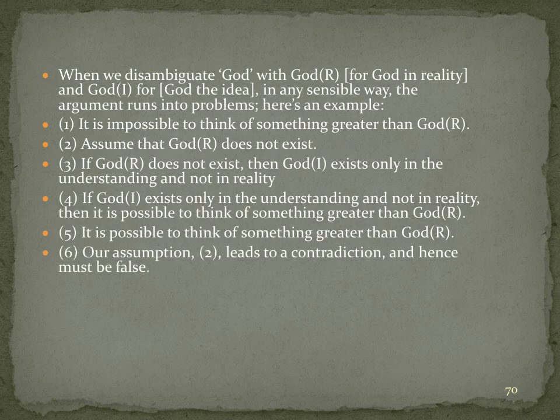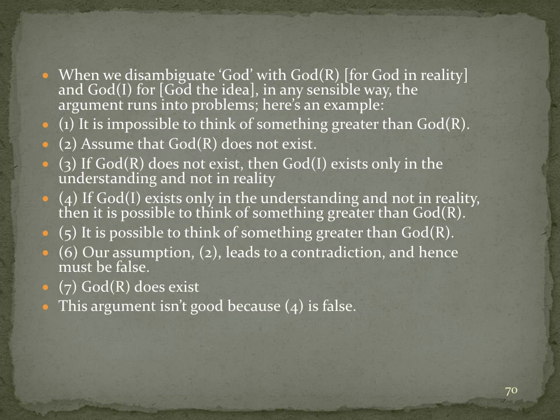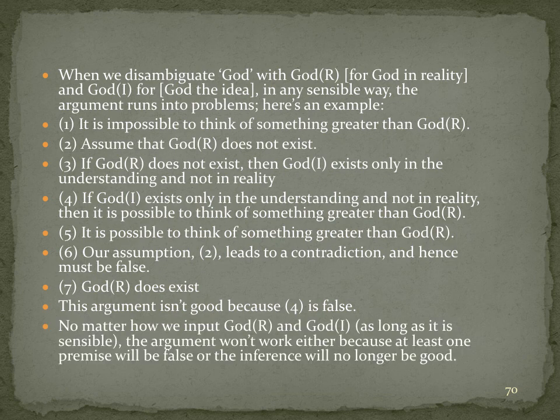So let's run through this one more time. When we disambiguate God, and we fill in either we mean God the reality, or God R, or God I, God the idea, in any sensible way, the argument runs into problems. So we looked at one way to do this in the prior slide, and here's another way to do it. It's impossible to think of something greater than God the reality. That seems right. Now let's assume this God doesn't exist. Okay. So if we assume that God doesn't exist, then God exists as just an idea.